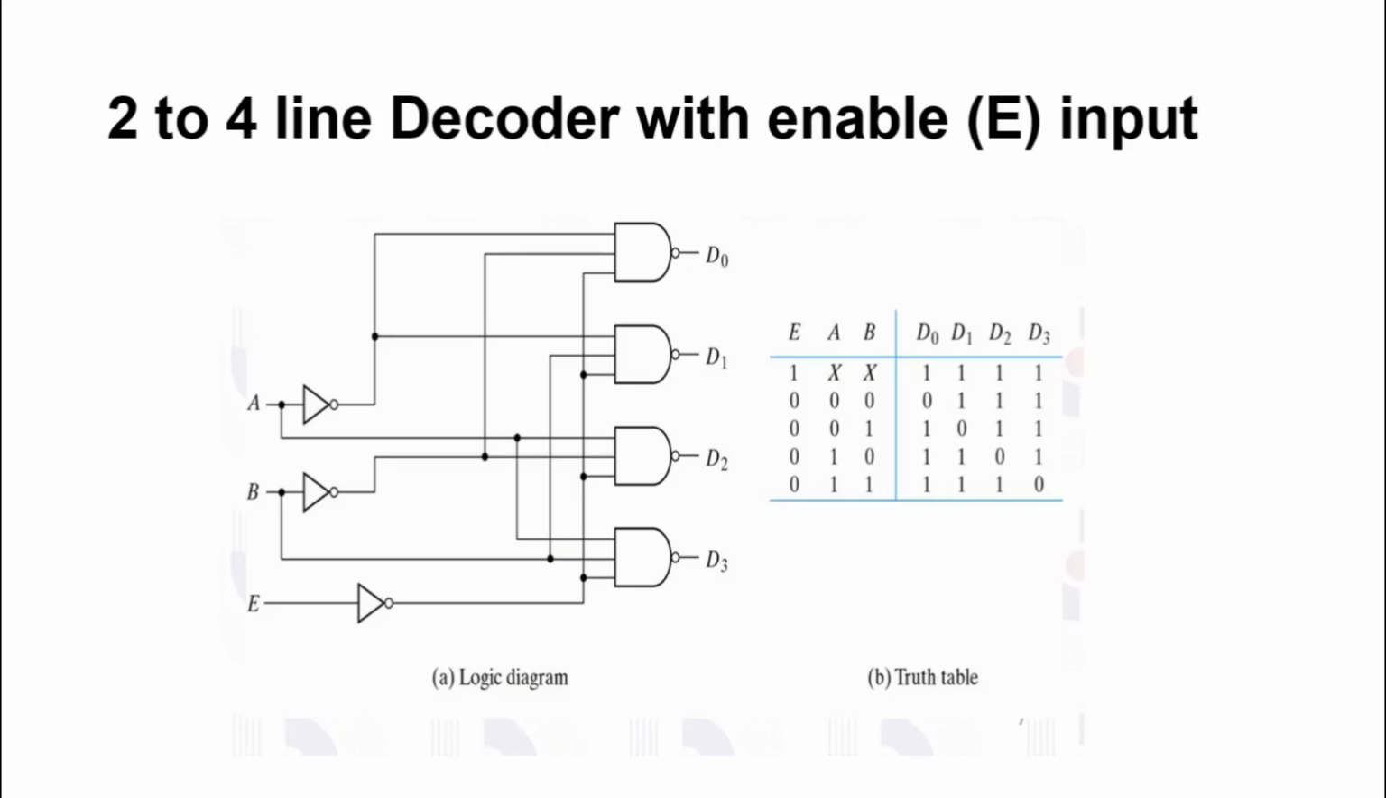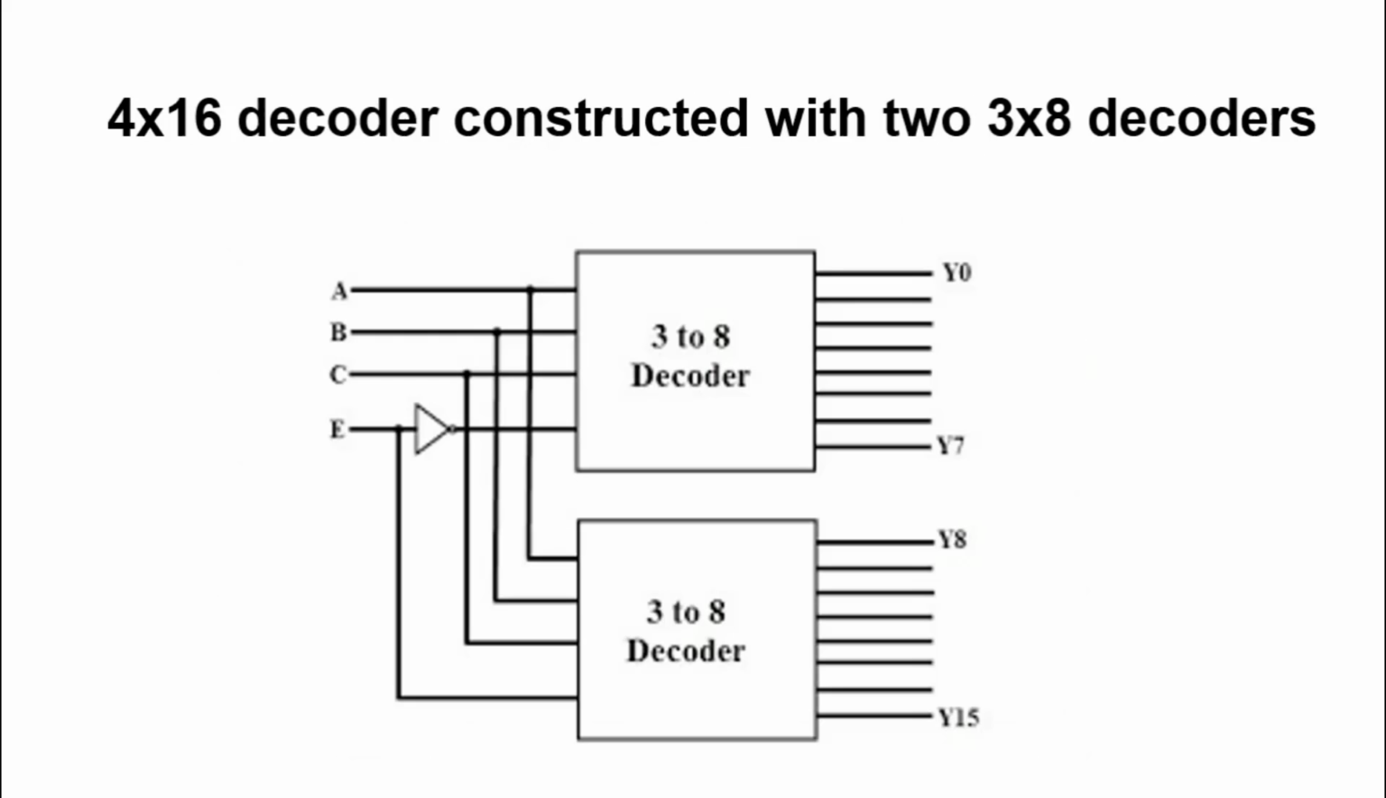So decoders or demultiplexers can be connected together to form a larger decoder. Suppose we want to make a 4 to 16 decoder. We can use 3 to 8 decoders with enable inputs connected to form the 4 to 16 decoder. So here we have used two 3 to 8 line decoders that have enable inputs, and with that we will make the 4 to 16 line decoder.